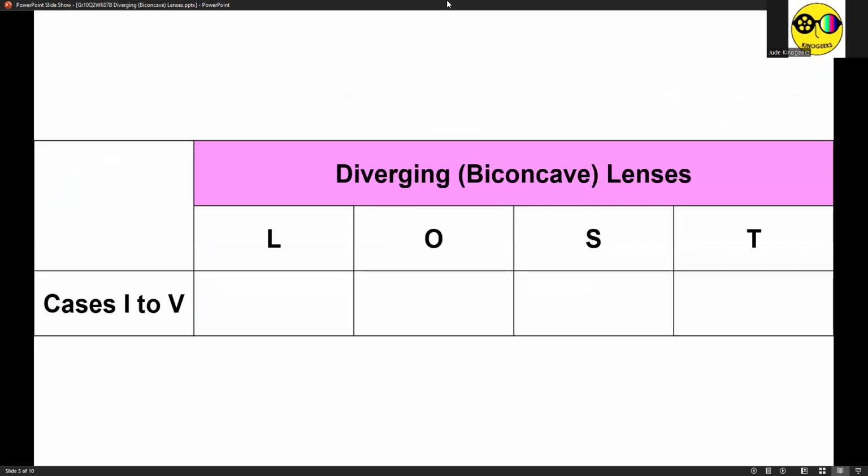Okay. So, as you can see, we have a very short loss interpretation table for diverging biconcave lenses because there is only one loss interpretation for cases 1 to 5. So this is the fifth and final time that we do loss, so by this point you should have mastered how to find the location, orientation, size, and type, as well as the drawing of our images.